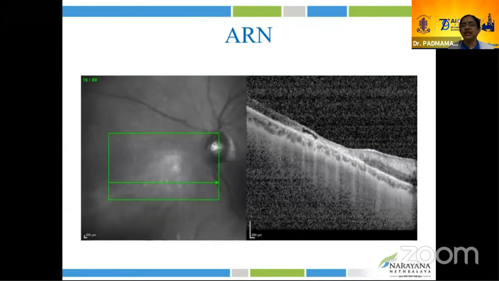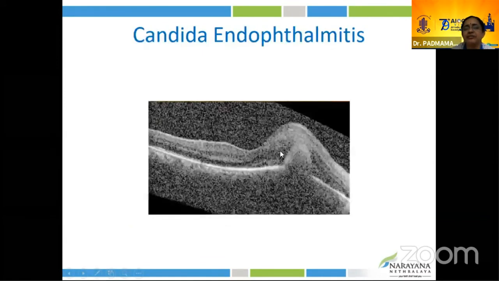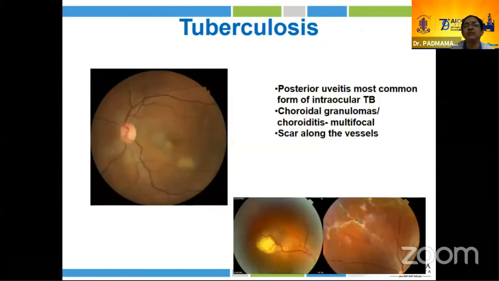How do we differentiate this from other entities? The next is acute retinal necrosis. Here again, it's a full-thickness involvement of the retina with necrosis. Epidemic retinitis also shows yellowish lesions. Here we could see hyperreflectivity in the inner retinal layer with after-shadowing with SRF. Dr. Mudit also showed here we could see the lesions coming from the choroid into the outer retinal layer. It's classically described in the case of Candida endophthalmitis. So based on these features, we can differentiate between the entities.